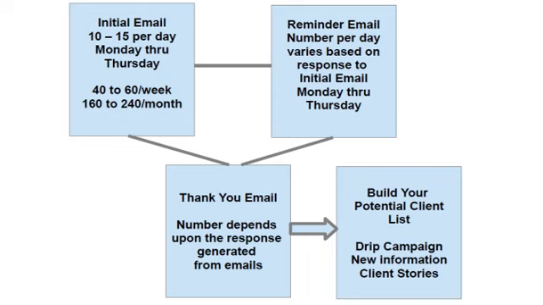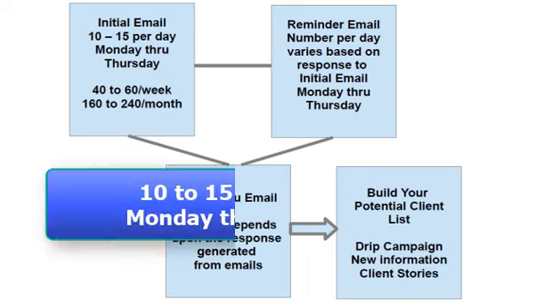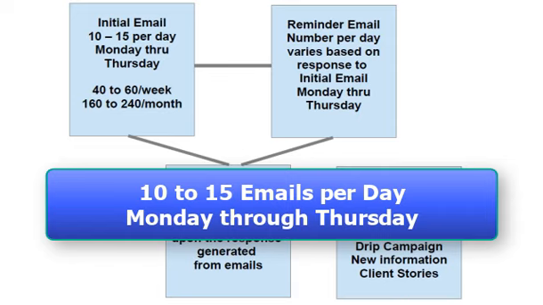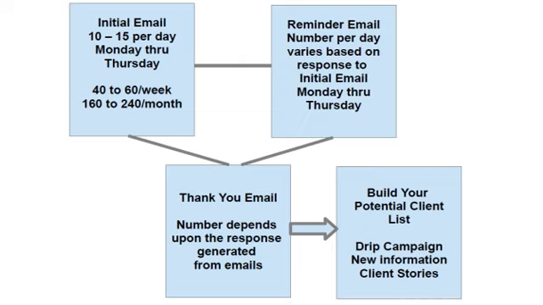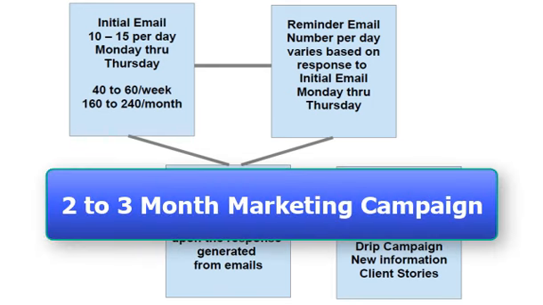We'll look at what those look like in just a little bit. The goal is to send out 10 to 15 initial emails per day, Monday through Thursday. Don't spend time on Friday, Saturday, or Sunday doing this. Monday through Thursday, that would give you 40 to 60 emails that you send out on a weekly basis, so somewhere between 160 to 240 emails on a monthly basis. If you've got 500 emails in your database, then you're looking at somewhere between a 2 to 3 month campaign to run this marketing strategy.